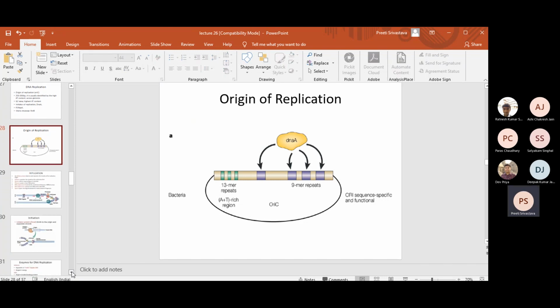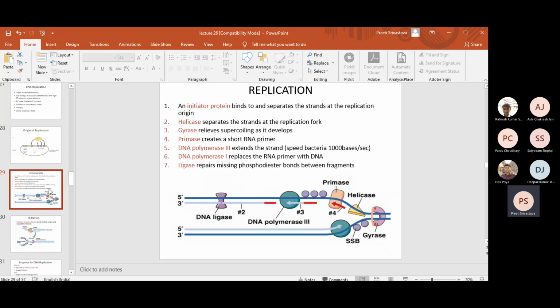Often not one DnaA but multiple copies of DnaA are required. One DnaA binds and then multiple DnaA's are recruited, and then the 13-mer opens up. These are the various enzymes which are required for DNA replication. The first step is that the initiator protein binds to and then separates the strands.